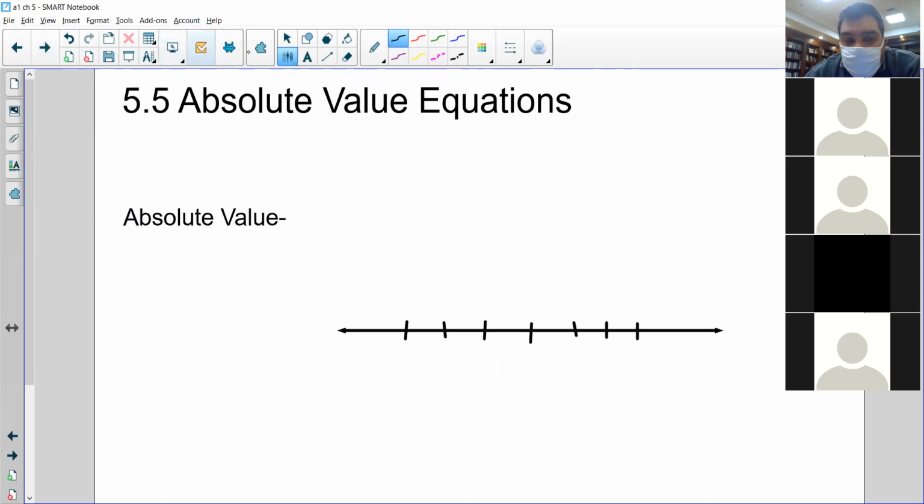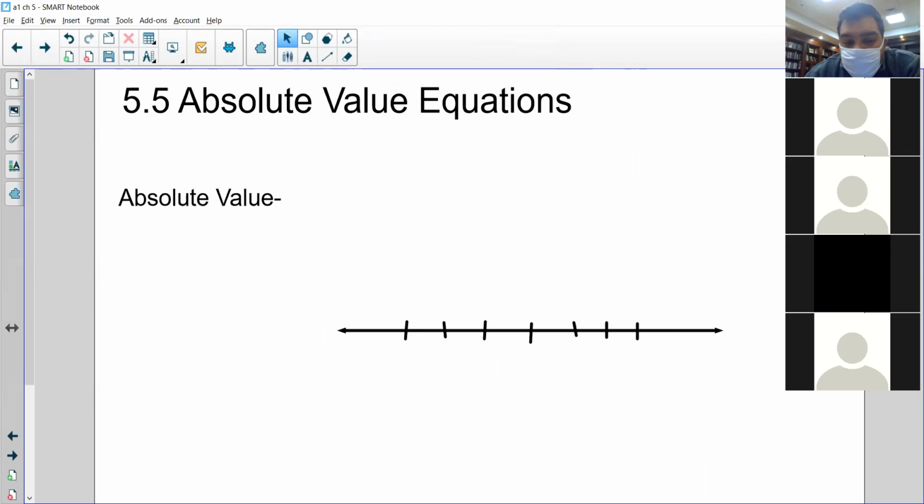Absolute value equations. This is section 5.5.